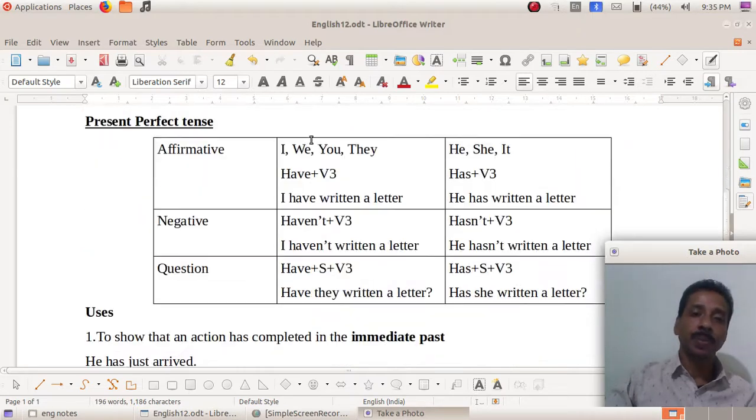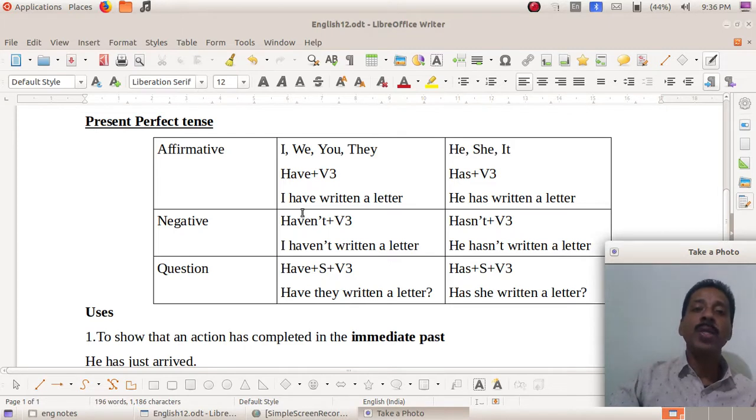Okay, then we'll come to present perfect tense. We have learned that in perfect tense the auxiliary verb used is have. Have plus V3 form of the main verb is perfect tense, and here it is present perfect. That means the present form of the auxiliary verb have. Present form means V1 form, and two V1 forms we have learned, have and has. So present perfect tense means have or has plus V3 form.